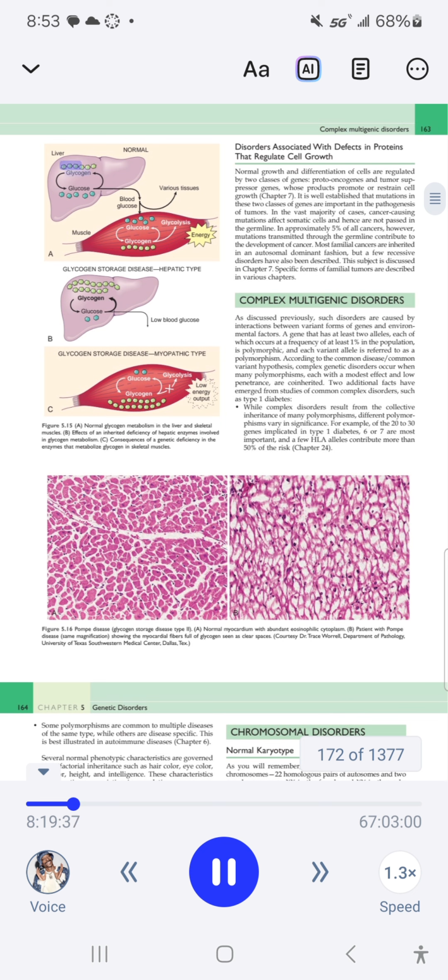A. Liver, glycogen, glucose, muscle, normal, blood glucose, glycogen, glycogen storage disease, hepatic type, various tissues, glycolysis, energy.